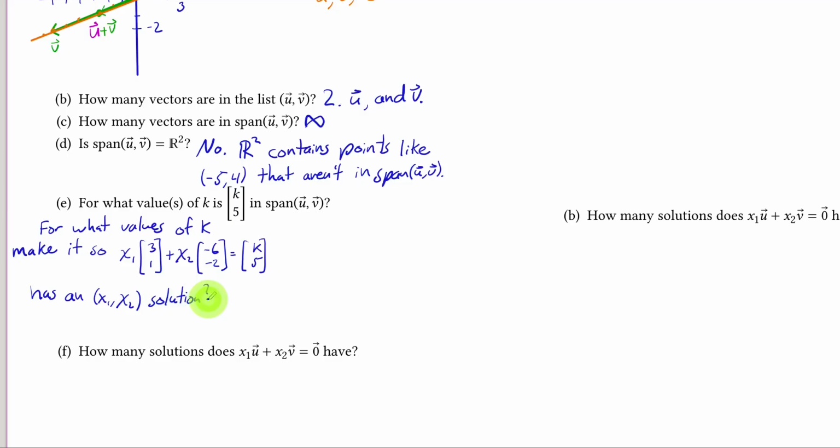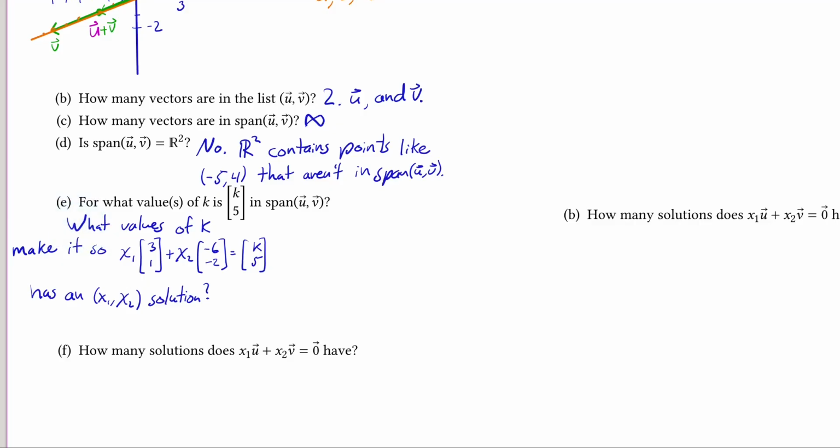We can ask, for what values of k does this vector equation have an x1, x2 solution? Just what values of k make it so this vector equation has a solution. Having a solution means that there exist weights x1 and x2 that will get you to k5.